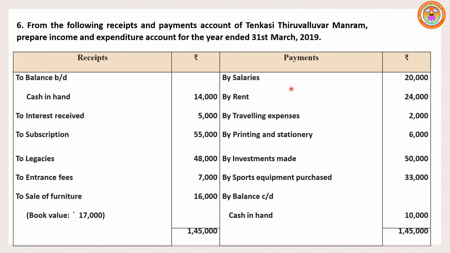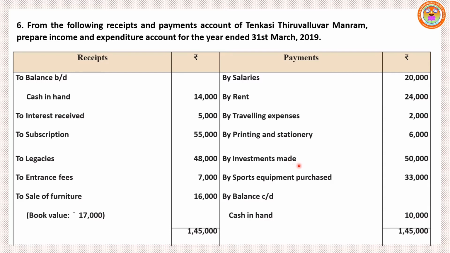And move on to the payment side. By salaries, it is a revenue transaction, revenue expenditure. So it will appear under the expenditure side, the debit side. Rent is also recurring in nature, revenue expenditure, so expenditure side. Traveling expenses, revenue, recurring in nature, so expenditure side. Printing and stationery also, revenue transaction, expenditure side.